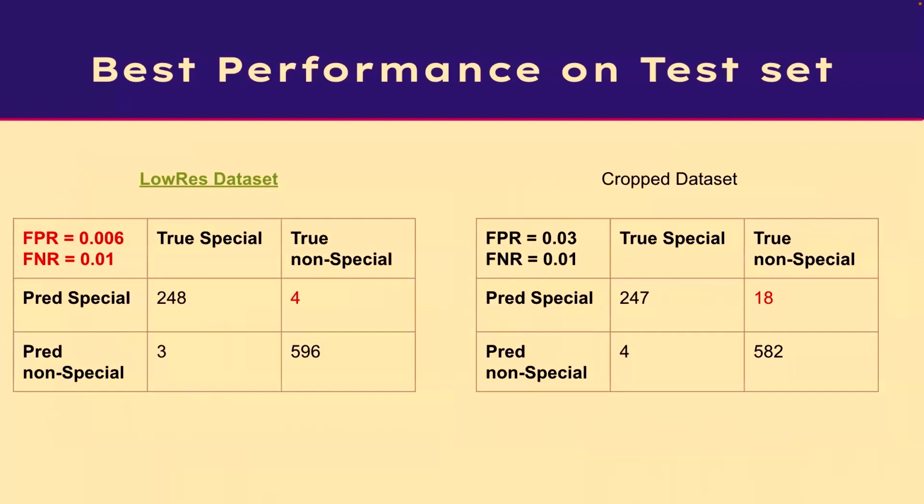And again, this is the confusion matrix for the low-res data set and the crop data set. As you can see, the best performing model is the low-res data set on the multi-class classifier, and the false positive rate is less than 1%, and the false negative rate is around 1%. There were 4 images of normal vehicles that the model predicted as special, compared to the crop data, where this amount increased by 18 images, 18 vehicles.